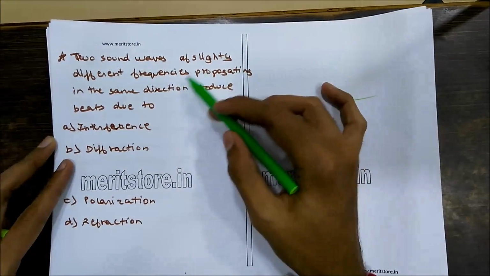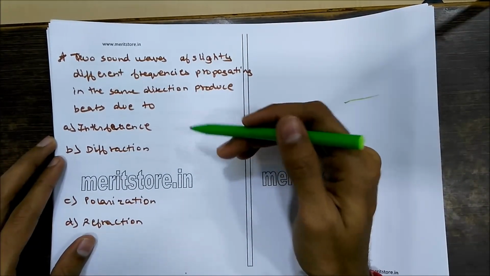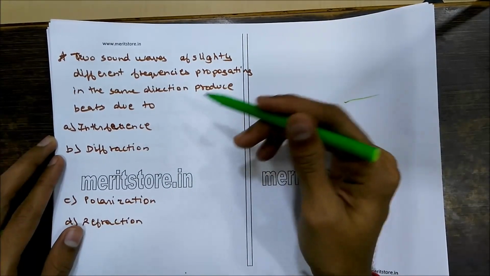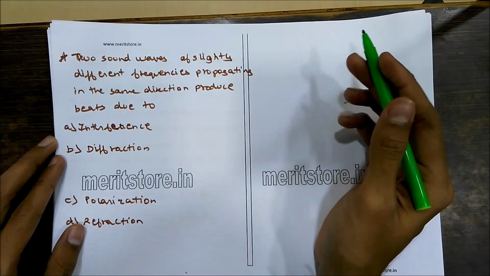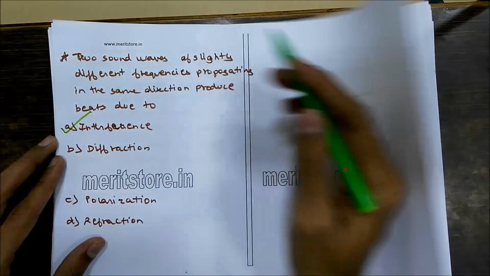Two sound waves of slightly different frequencies propagating in the same direction produce beats due to interference, diffraction, polarization, or refraction. Sound waves of different frequencies propagating in the same direction produce beats due to interference.